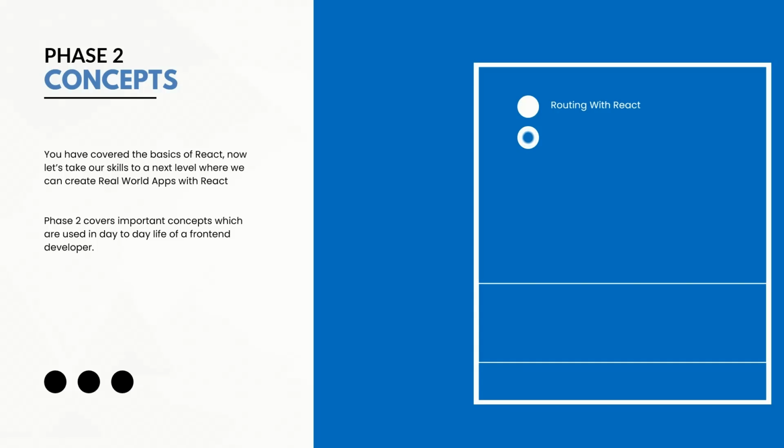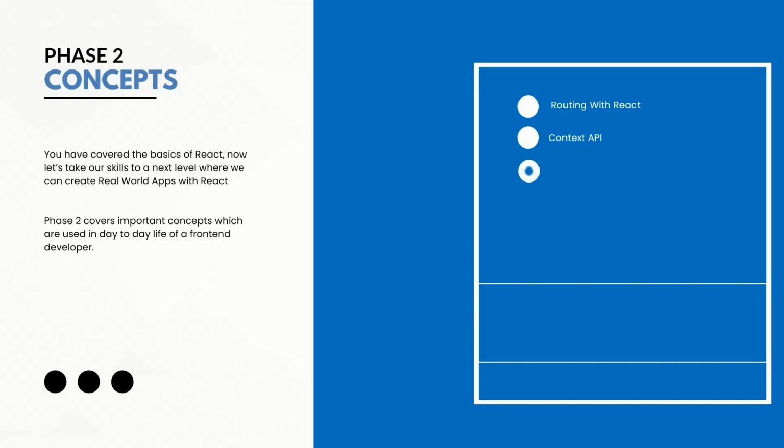Inside phase 2, we are going to cover routing with React. We are going to cover client side routing and how we can create dynamic routes. We are going to cover the context API with React as well. With the help of the context API, we can manage application wide state, like state that can be shared across multiple components, and we don't need to use props for that. We can cover concepts like that in phase 2.